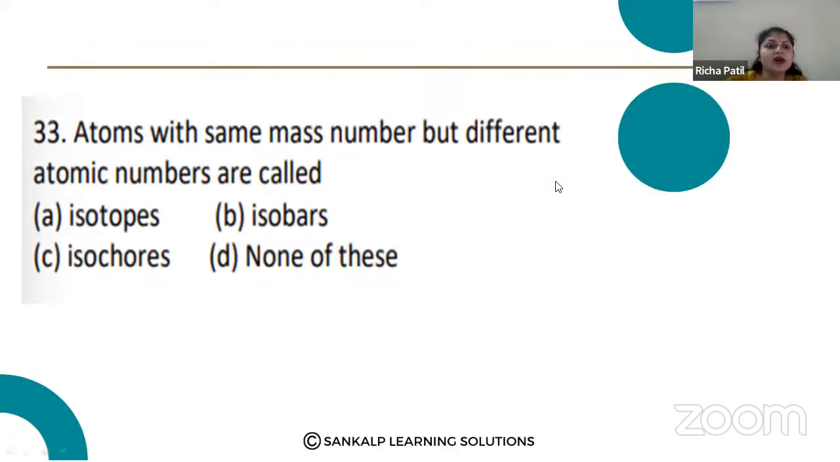Okay, a question: atoms with the same mass number but different atomic numbers are called what? They are called isobars, correct.